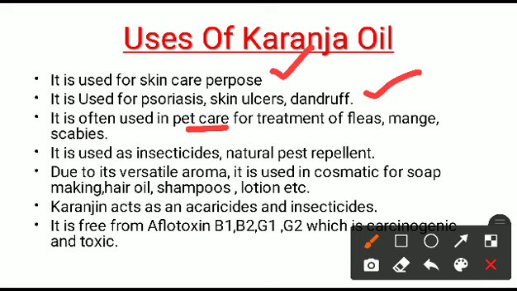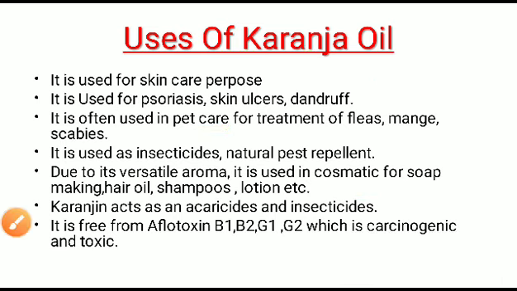a natural pest repellent. Due to its versatile aroma, it is used in cosmetics for soap making, hair oil, shampoos and so on. This oil acts as an acaricide and insecticide, and it is also free from aflatoxins B1, B2 and G1, G2, which are very carcinogenic and toxic. Next, this is all about the extraction, properties and uses of Karanja oil.